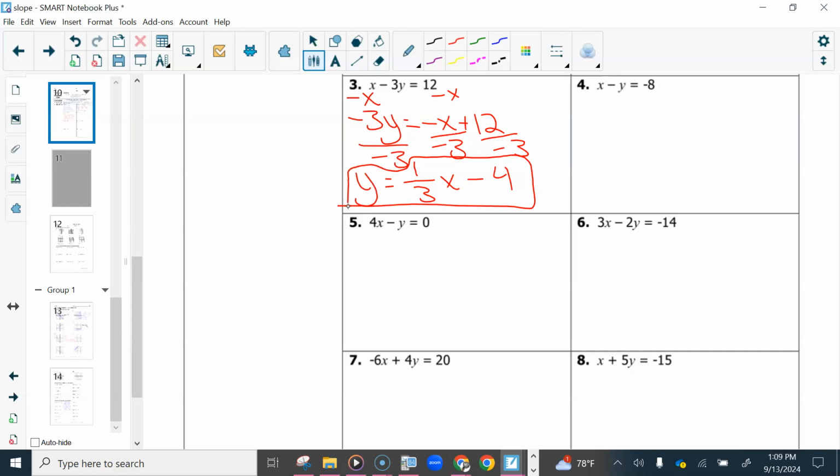You may also see it written like this. They mean the exact same thing, they just look different. This one still has that invisible 1, so it is still 1/3 x, just written differently. So don't let that confuse you. Questions on that one?